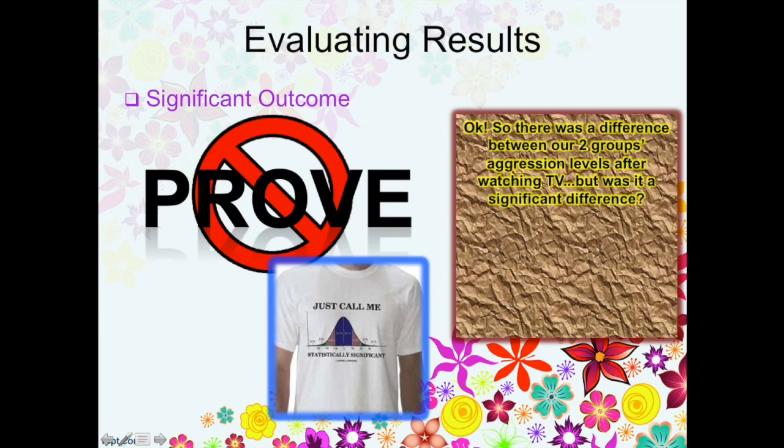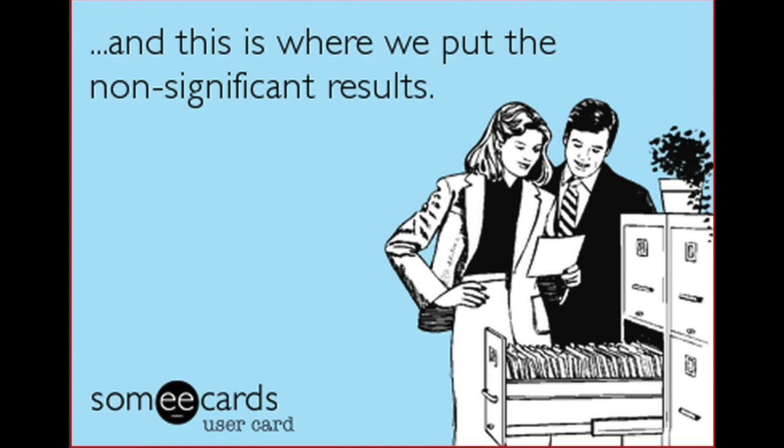So, for reasons of individual difference, we're not able to say that we've proven anything. Also, we haven't tested everyone in the population, so we can't say that we've proven anything either. So, what we are allowed to say is that there is a significant difference between our groups, and it's important to point out that the difference isn't just a difference, but that it is significant.